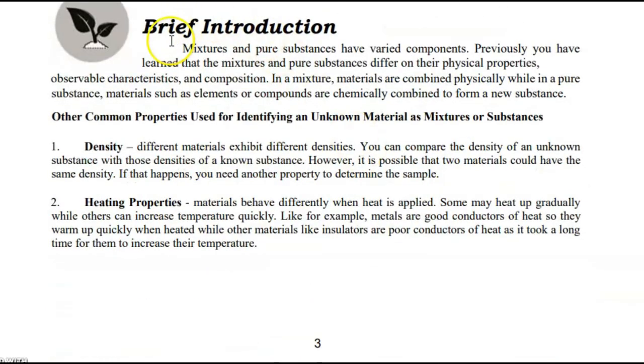Let's move on. Brief introduction. Mixtures and pure substances have varied components. Previously, you have learned that mixtures and pure substances differ in their physical properties, observable characteristics, and composition. In a mixture, materials are combined physically, while in a pure substance, materials such as elements or compounds are chemically combined to form a new substance.